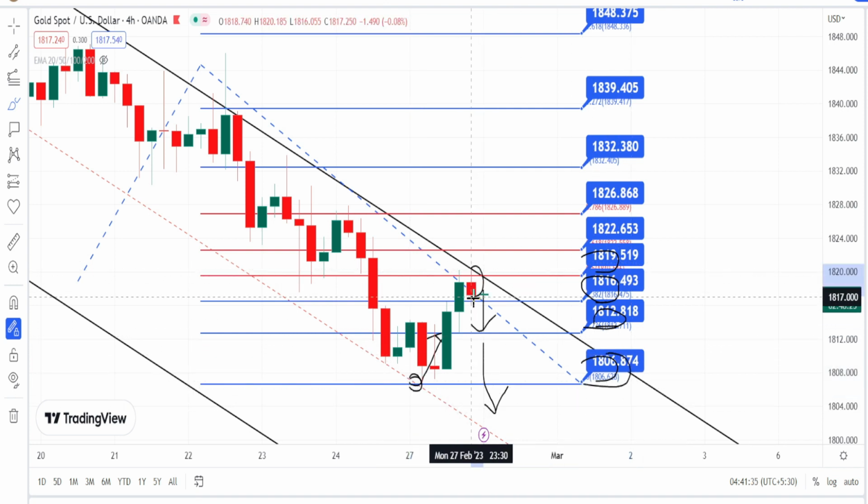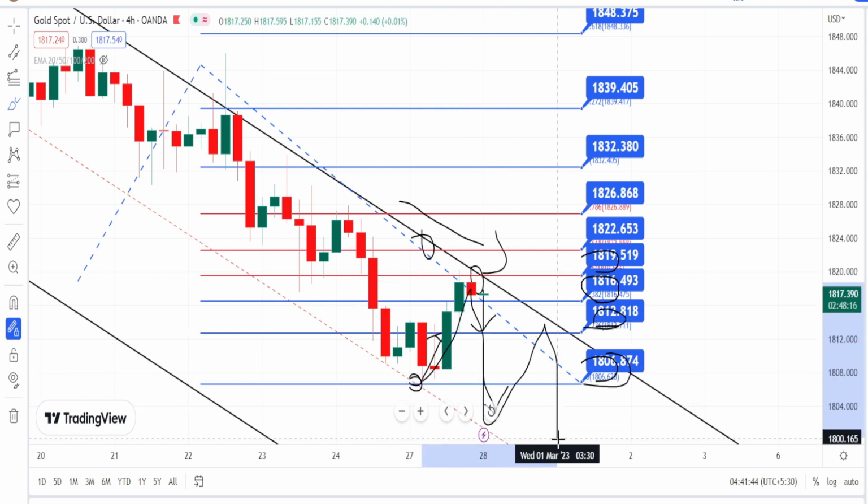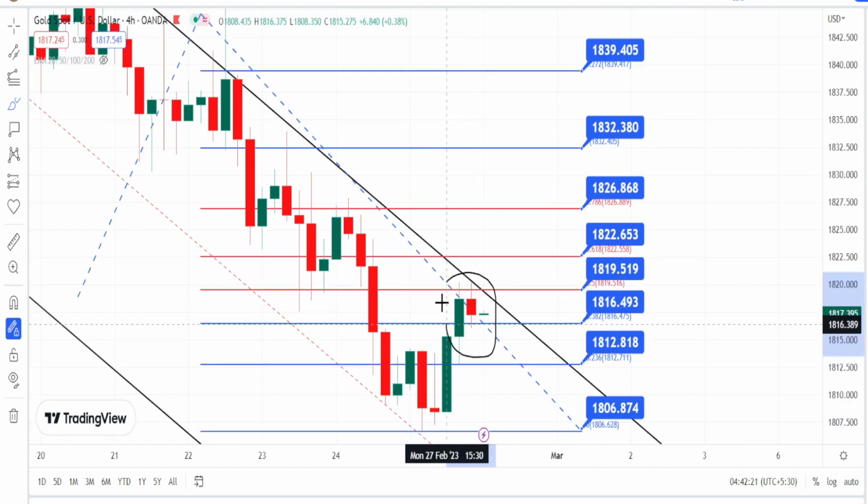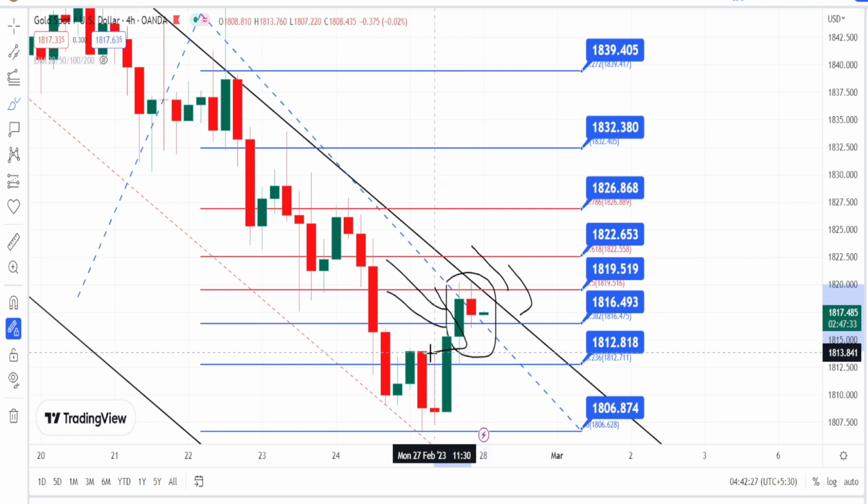And as long as the price action is trading below this resistance line of the bearish channel pattern, we can expect the bearish trend to continue in 4 hours time frame. So since the price action is still trading within this bearish channel pattern, the current trend of the price action is still bearish for now in 4 hours time frame.